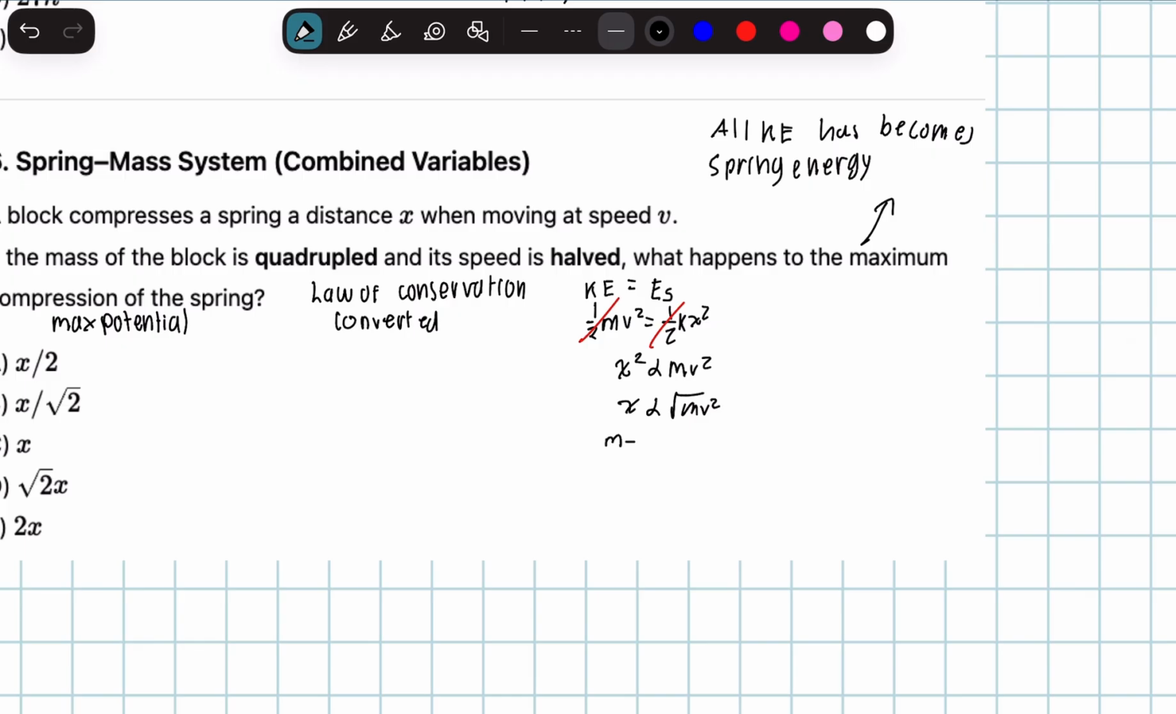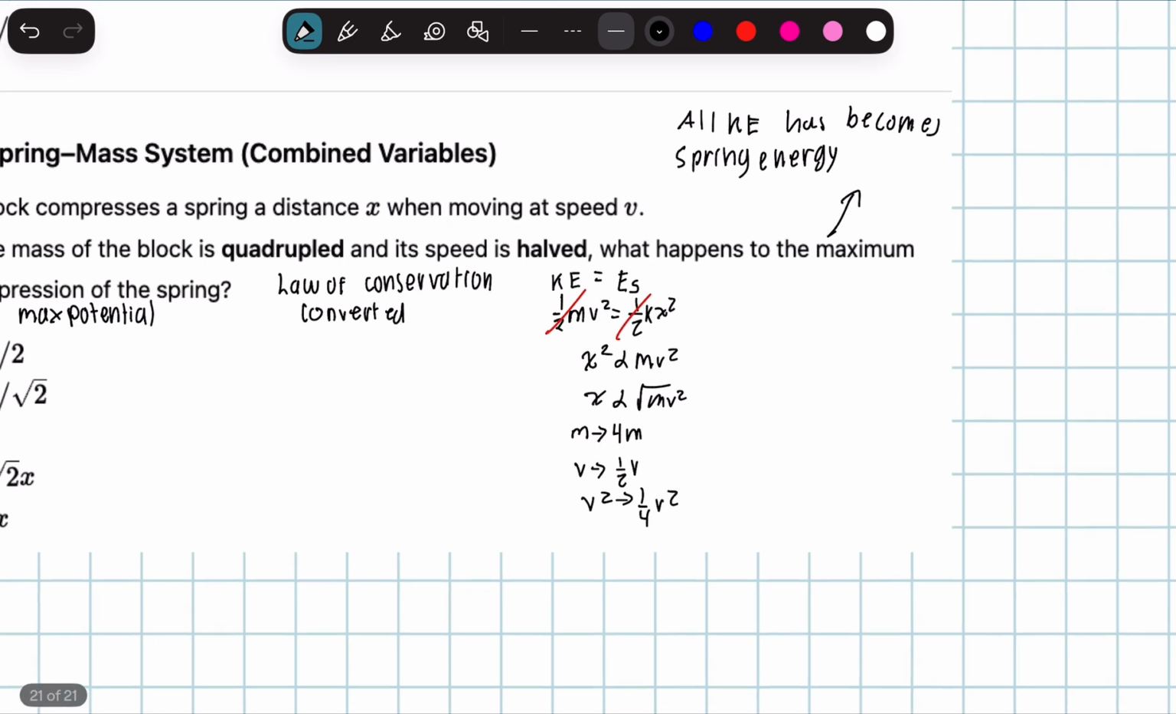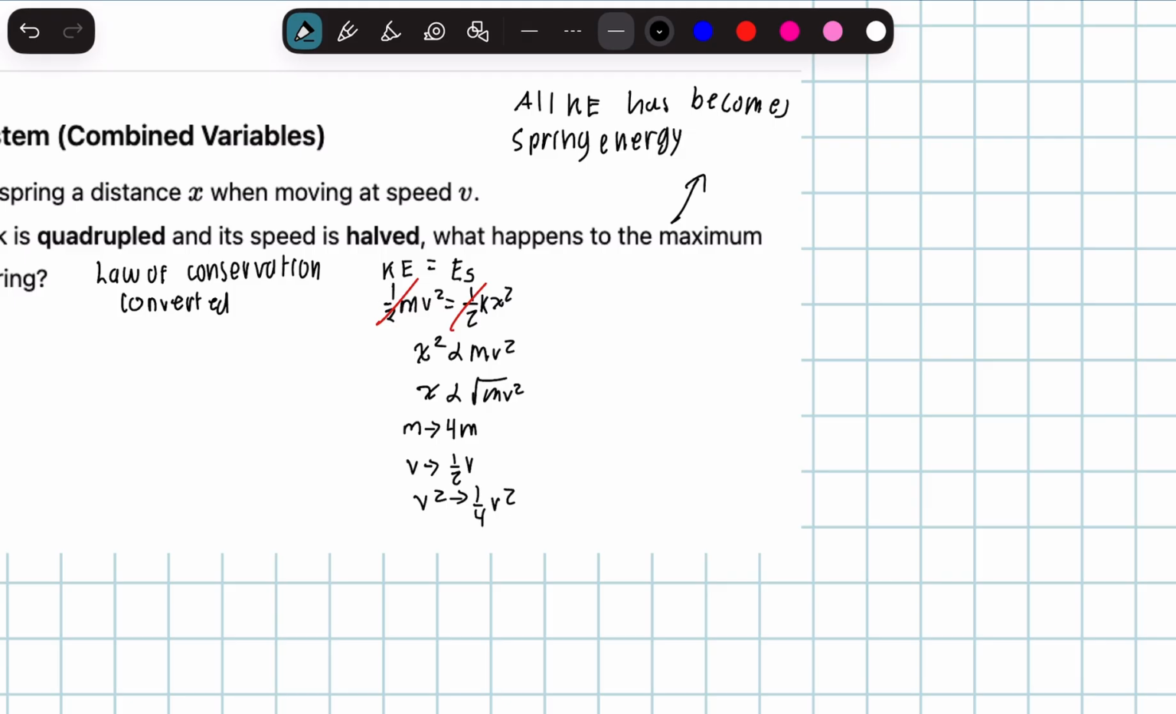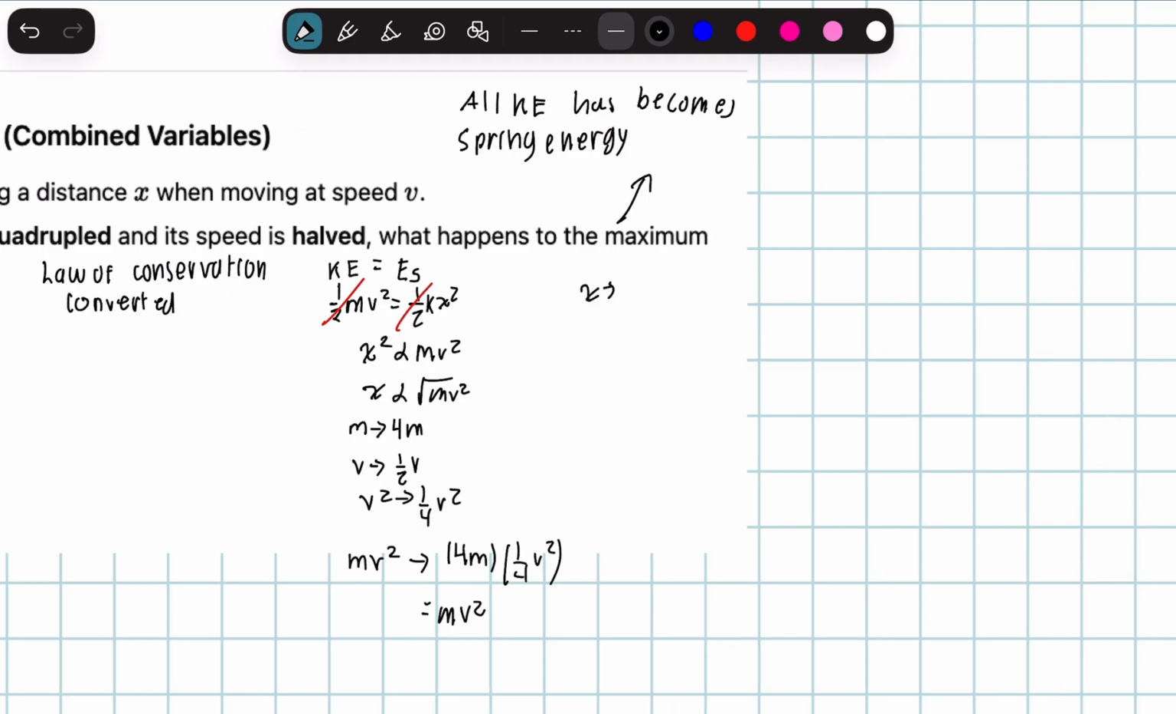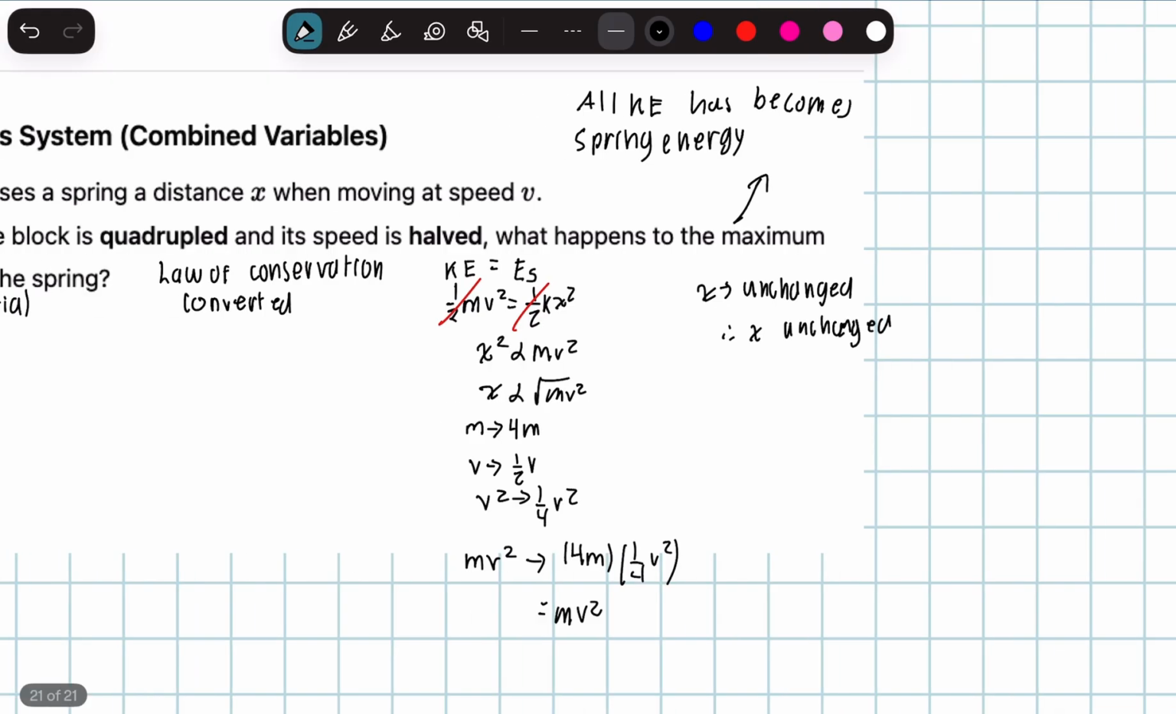So then we want to change m to 4 times its value and also v to 1/2 its value. So we get v squared is 1 over 4 times v squared. And then we can multiply the inside. So we have mv squared, and that's going to be 4m times 1 over 4 v squared. And that's going to equal mv squared. And x is unchanged. Therefore, x is unchanged. Therefore, we just have x.